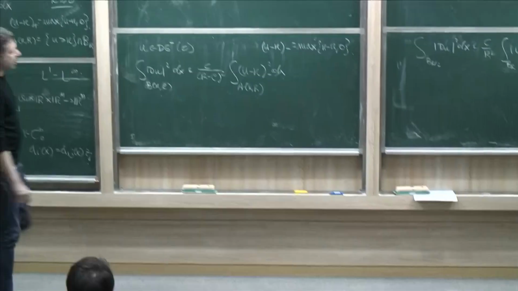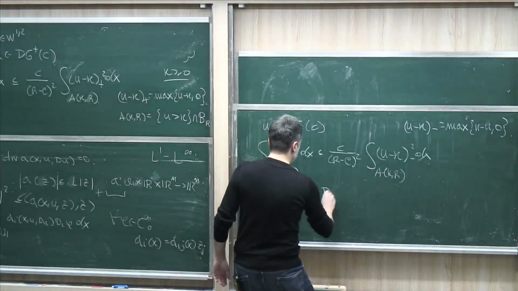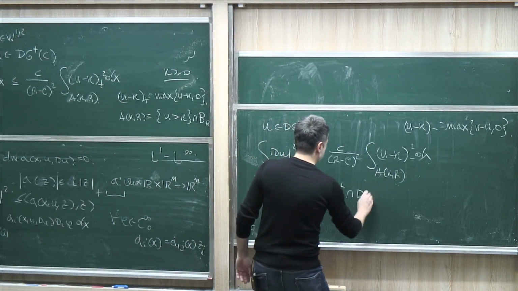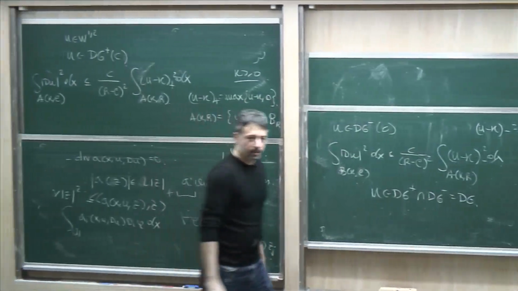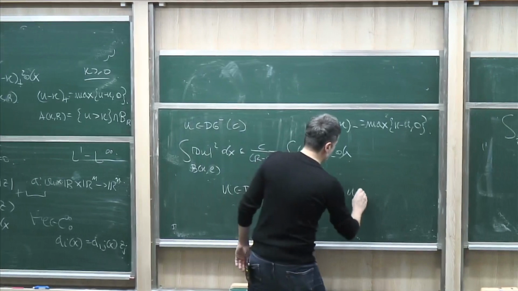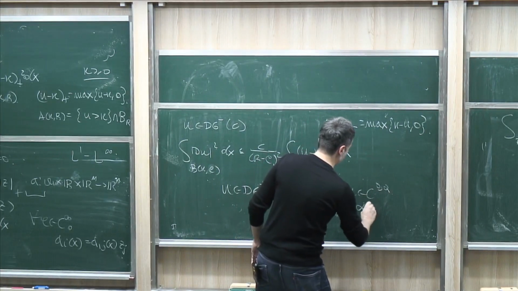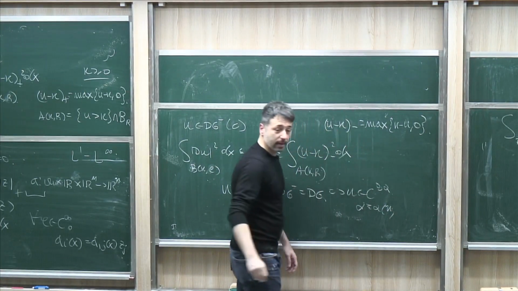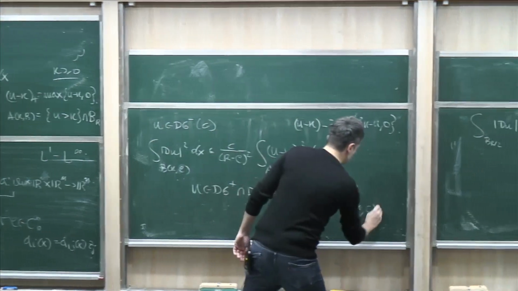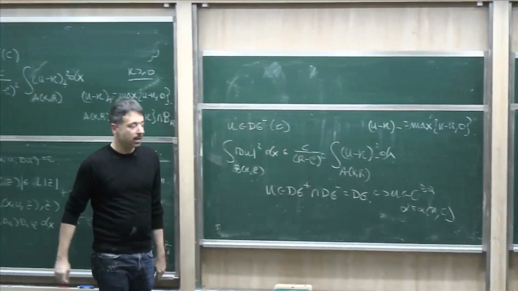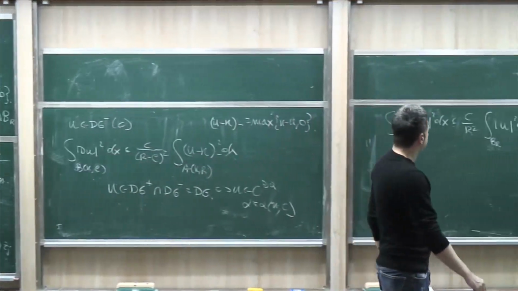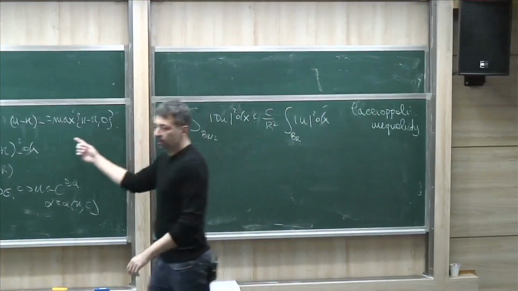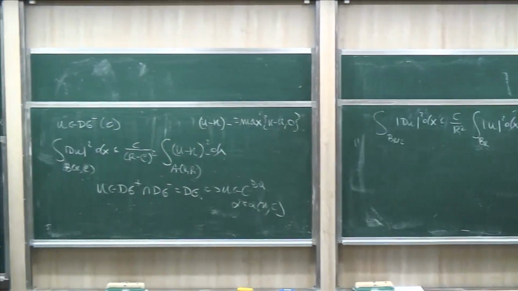In particular, if u belongs to DG plus intersected DG minus, which is called the full De Giorgi classes, then this implies that u is C^{0,alpha} for alpha depending on what? On the dimension n, of course, and on the constant C, that is the data. Constant C is the one occurring here. So this is the truncated version of the classical Caccioppoli type inequality.